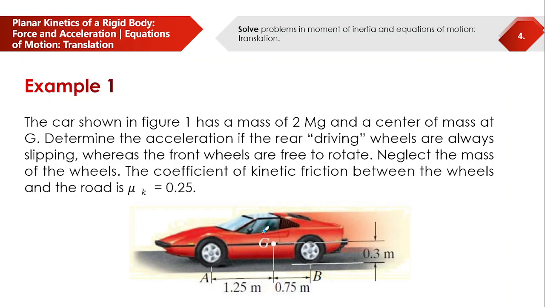But anyways, for this problem, determine the acceleration if the rear driving wheels are always slipping, whereas the front wheels are free to rotate. Neglect the mass of the wheels, and the coefficient of kinetic friction between the wheels and the road is 0.25. Okay, let's solve that one.